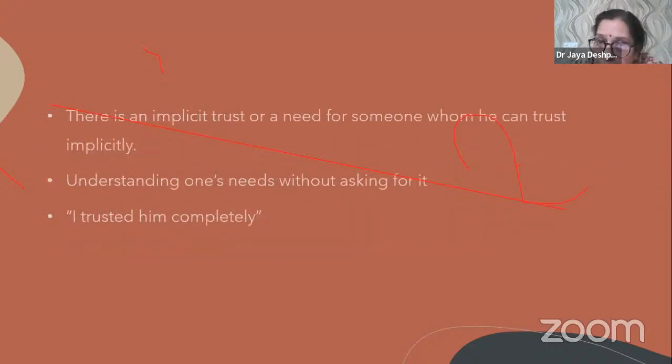There is an implicit trust, or a need for someone whom he can trust, someone who understands one's need without being asked. I trusted him completely. So when we see this, the very basic idea of natrum, maybe when we were in college about some breakup, and somebody has left you in a relationship, it was more of, without the other partner, I am lacking something. I trusted him completely. So it is not just some love story gone bad, somebody has left somebody.